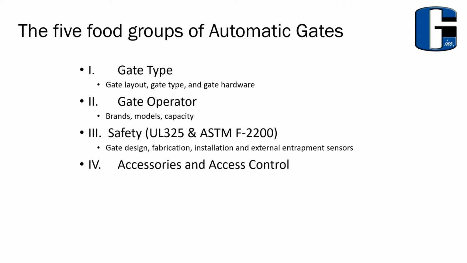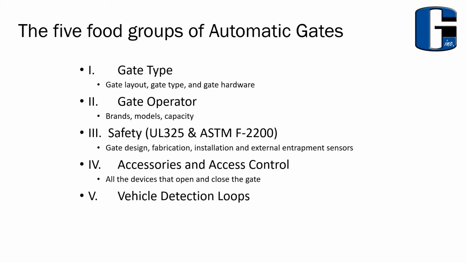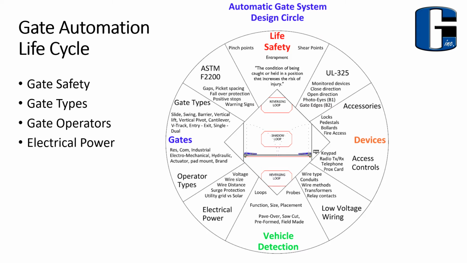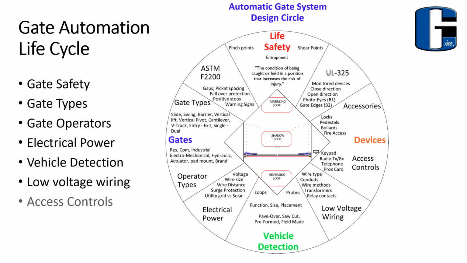Group 4 are accessories and access controls. These are all the devices, keypads, card readers, the things that we use to tell gates to operate and open and close. And in group 5, we'll talk about vehicle detection. We'll talk about inductive loops and other types of sensors. And in later videos, in addition to gate safety, gate types, gate operators, we'll also talk about electrical power, vehicle detection, low voltage wiring, access controls, and gate hardware.